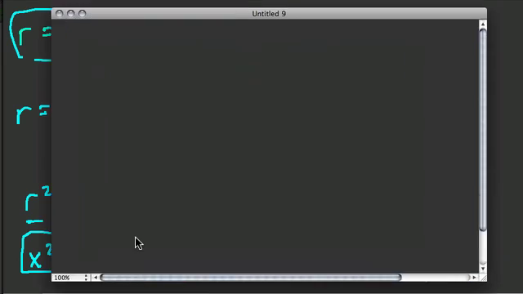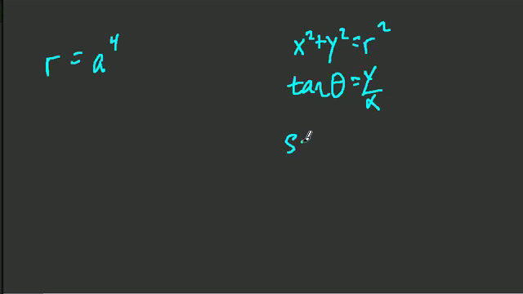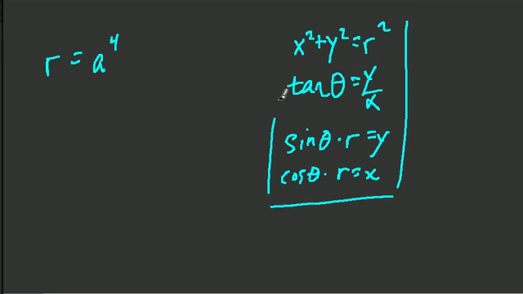And one last one. I like this one. What happens if r equals a to the fourth? Well, what do we do here? Let's think about this one. x squared plus y squared equals r squared, and we can also think about our other parts of our toolbox. The tangent of theta equals y over x. Sine of theta times r is y. The cosine of theta times r is x, and these are going to be helpful to us.